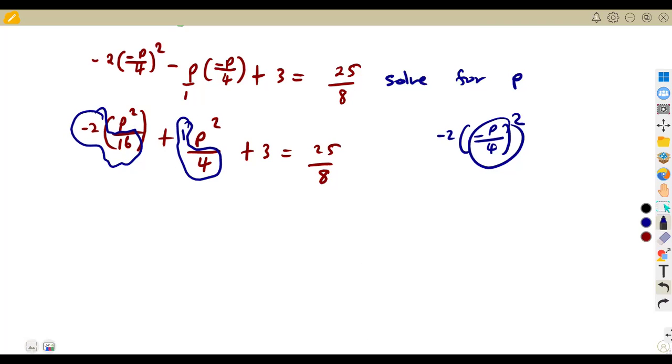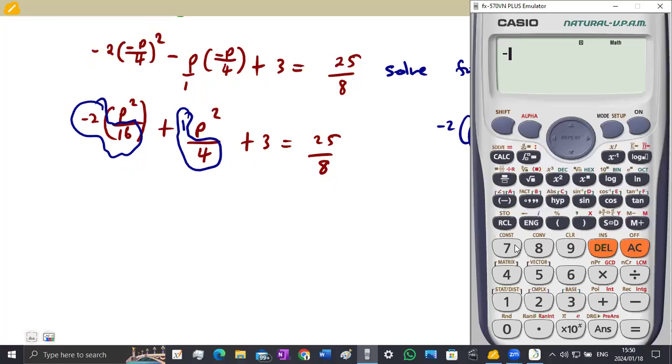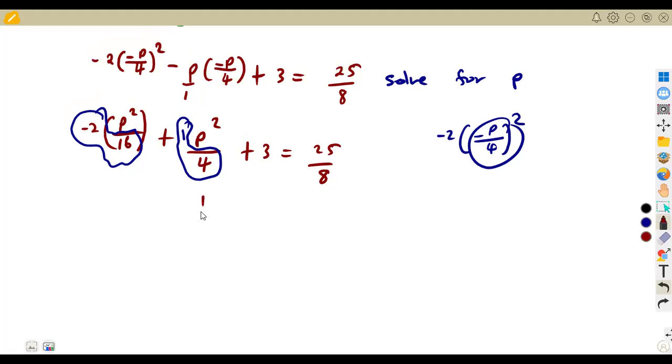All right? Everything is for p squared. So these are like terms. So you just have to add the coefficients there of those like terms. So this is minus 2 over 16 like this on your calculator, plus 1 over 4. So you're going to get negative 1 over 8. So this is positive 1 over 8. And take note that this 1 over 8 is the part of p squared. So it's going to be positive 1 over 8 of p squared.